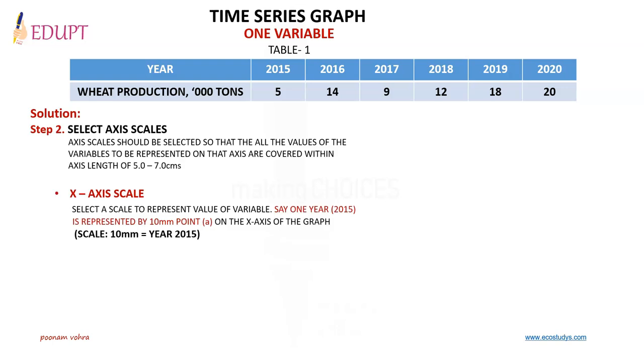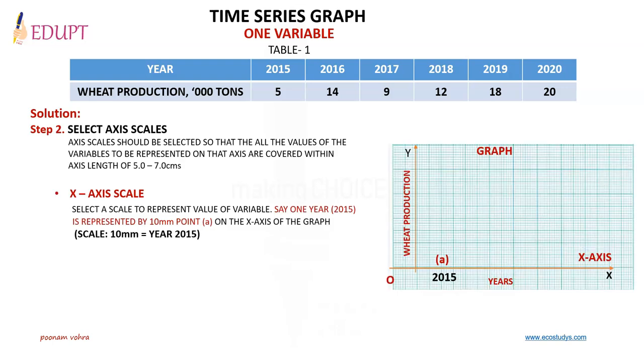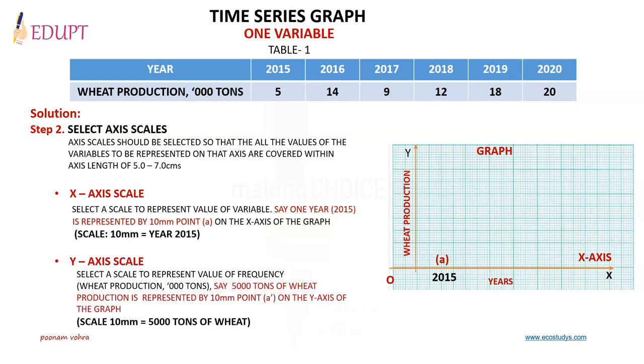Then the next step is to select the axis scale. On the x-axis, a scale of 10 millimeter point represents year 2015. Then 20 millimeter point would represent 2016 and so on. So far as the y-axis is concerned, 10 millimeter of scale would represent 5,000 tons of wheat and so on.